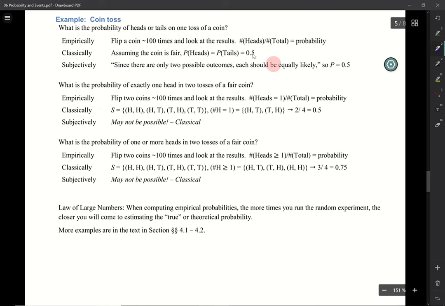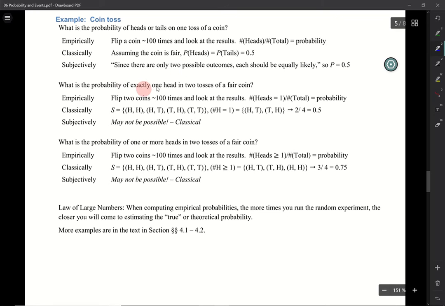Classically, we'd say 50-50. Empirically, we've got a bunch of people here. Maybe we find 10 people, each person gets 10 coins, flips the 10 coins, and we pool all the results. Then we would say the number of heads divided by the total number would be the probability. That would be by conducting an experiment, by getting the data. And subjectively, I think there are two possible outcomes, and I think it's a fair coin, so it would be based on that.